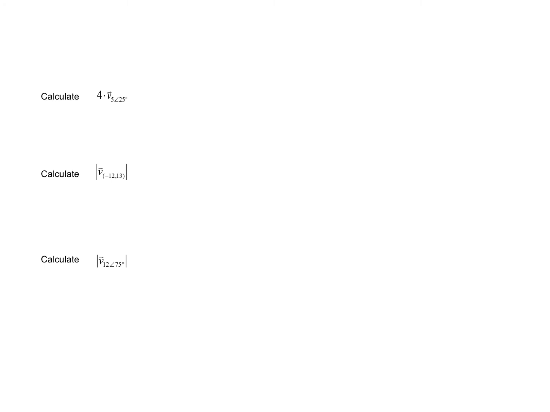Now here we have 4 times the vector 5, 25. The 4 is what we call a scalar. So all we're doing is increasing the length. We're not changing the direction. So this just becomes vector 20, 100.